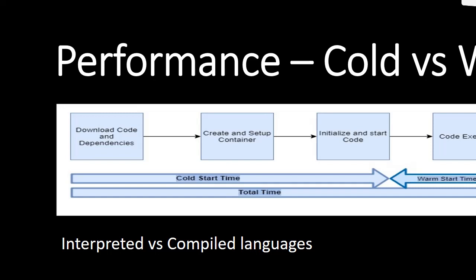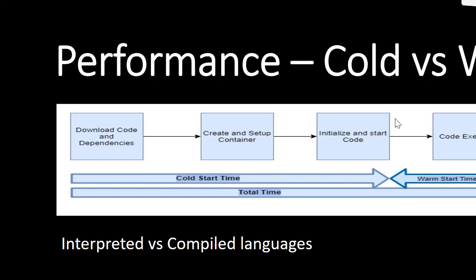When a Lambda function gets invoked, there are certain steps that happen behind the scenes. First thing that happens is that it will download the code and the dependencies which you have uploaded into the S3. Then it will create a container and do the initial setup of the container, which is the AWS container. Then it will initialize and start the code. And the last task will be code logic execution.